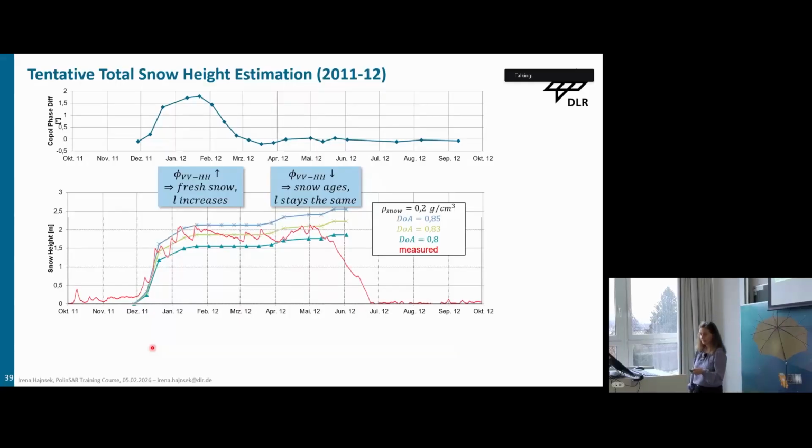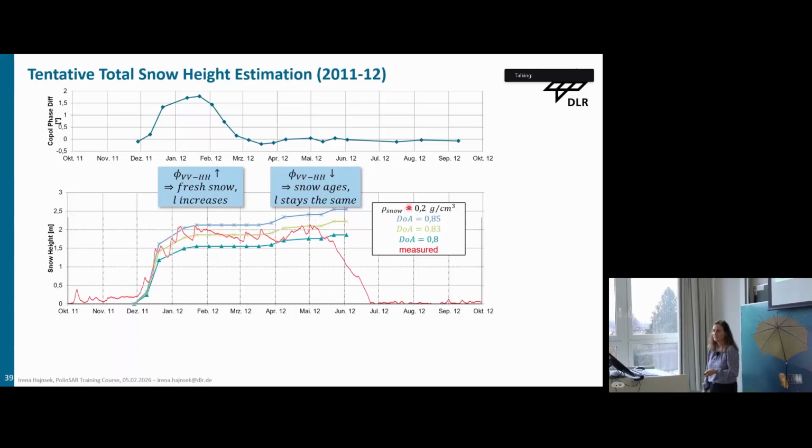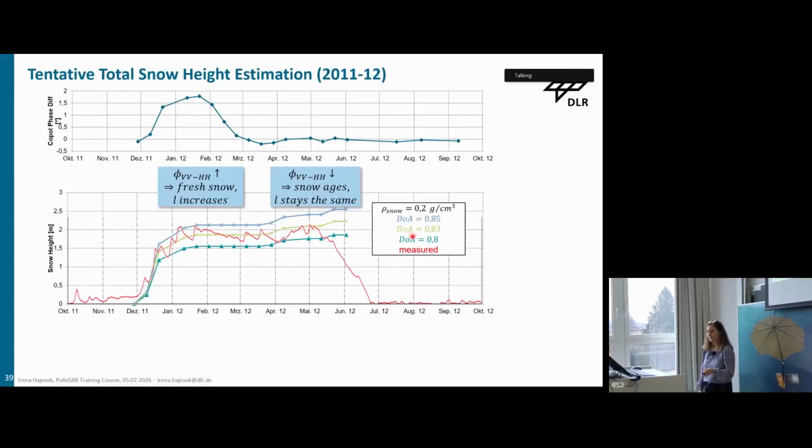And this can now be done for different time steps. This is now for 2011 and 12, and before you have seen 16 and 17, just to give you a slightly different copol phase difference. And you see here we have a strong difference, and then it's a kind of plateau again. And this we have transferred in the model in terms of snow height, and again tried to find parameters with different degrees of anisotropy, which is in principle the shape and orientation of the crystals, that we changed in the same way as before, and the measurements that you see here.